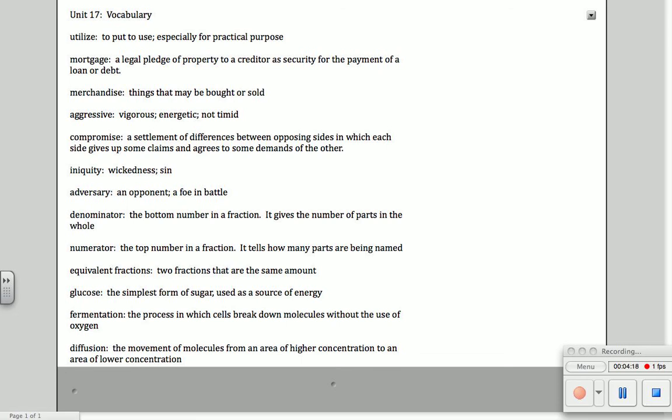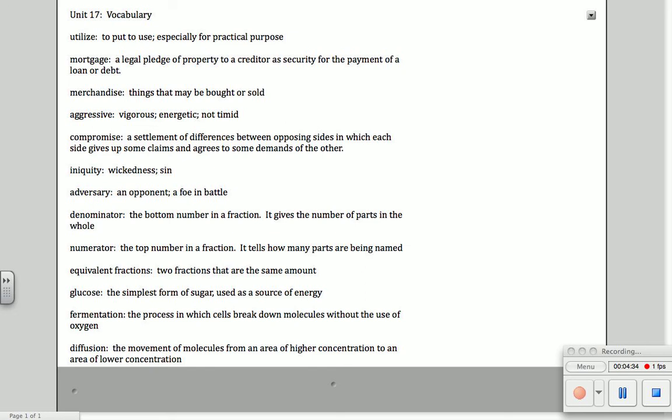Diffusion is kind of like how it sounds. Okay, you diffuse something, it spreads out. Diffusion is the movement of molecules from an area of high concentration to an area of low concentration.